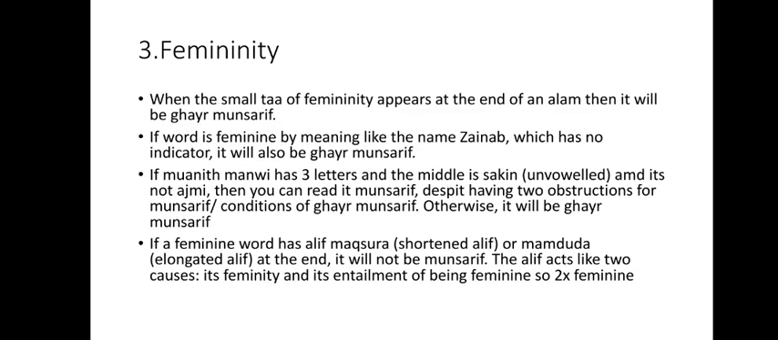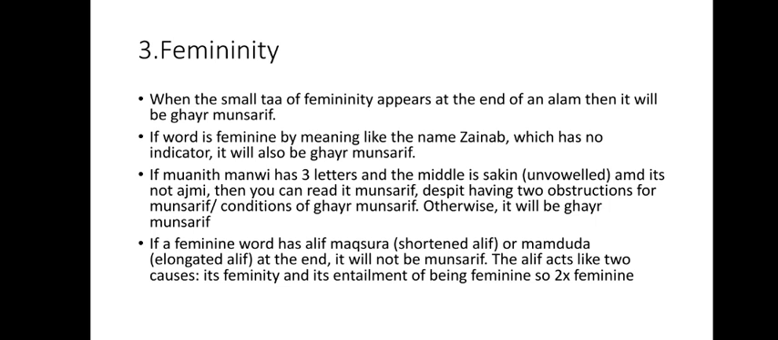Next we have ta'neeth, femininity. So you have different forms of femininity. One form is when there is a small ta at the end of a proper noun. This will be ghayr munsarif. If the word is feminine by meaning, like the name Zainab, which doesn't have an indication like a small ta at the end, it will still be ghayr munsarif. And this is known as muannath ma'anwi because it is a feminine word because of its meaning. By meaning, it's the name of a girl or a woman.